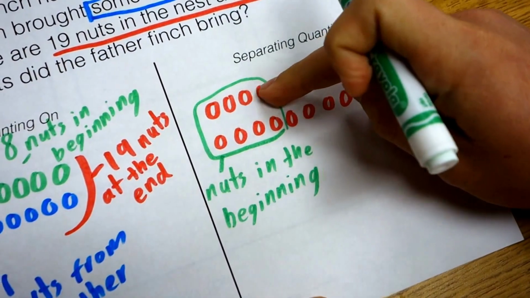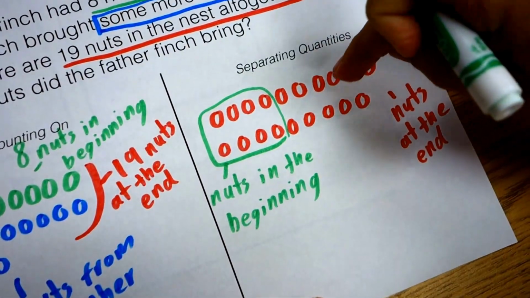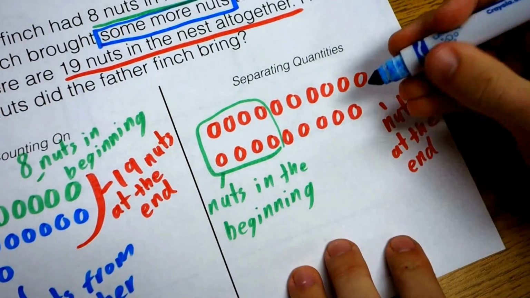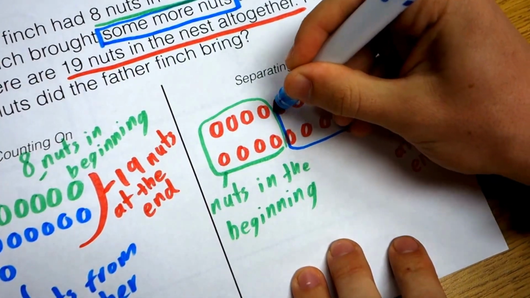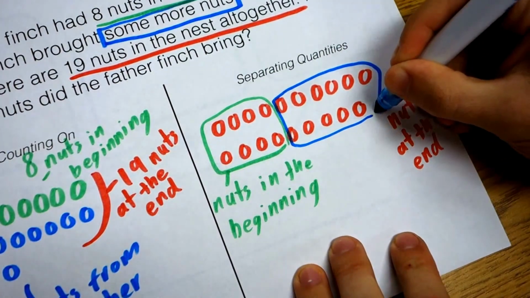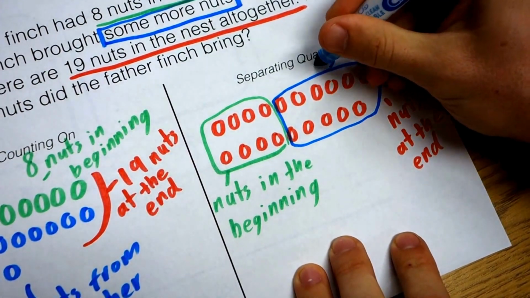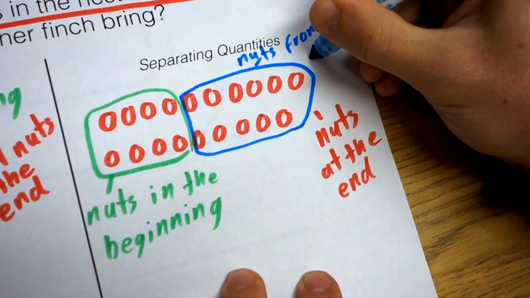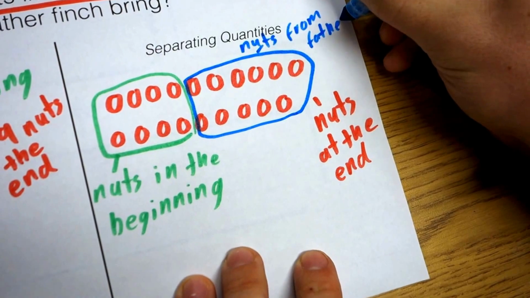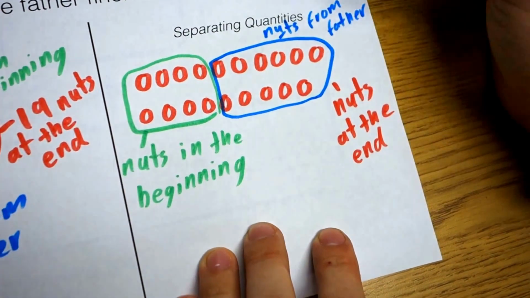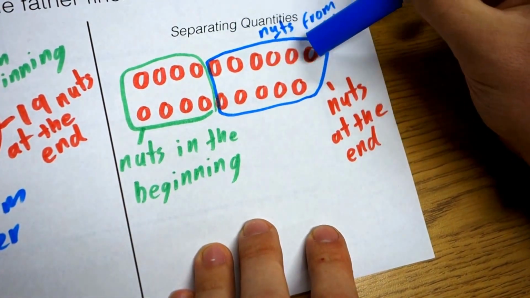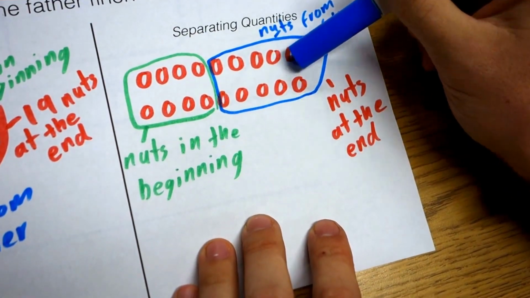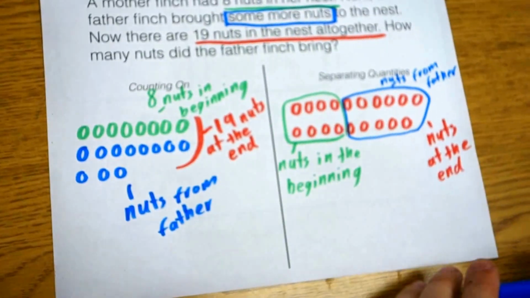And so if these are the nuts in the beginning, and all of them are the nuts at the end, then these nuts that are left, well, those are the ones that the father brought. So we can circle those as well, and we'll label them nuts from the father. And if we count them all up, we'll know how many he brought. 1, 2, 3, 4, 5, 6, 7, 8, 9, 10, 11. Perfect. So this strategy had the same answer as the other strategy as well.